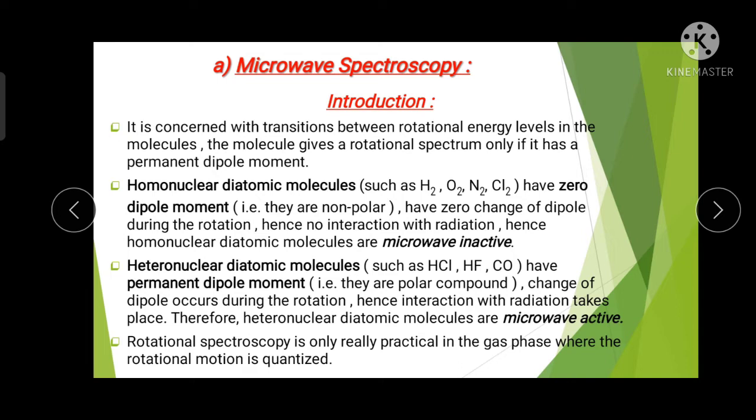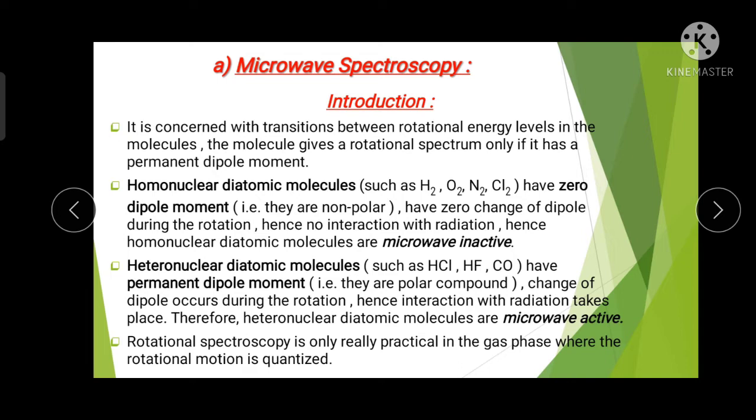Homonuclear diatomic molecules such as H2, O2, N2, Cl2 have zero dipole moment, that is, they are non-polar, and have zero change of dipole during the rotation, hence no interaction with the radiation. Hence homonuclear diatomic molecules are microwave inactive. Again, there are two types: microwave active molecules and microwave inactive molecules.